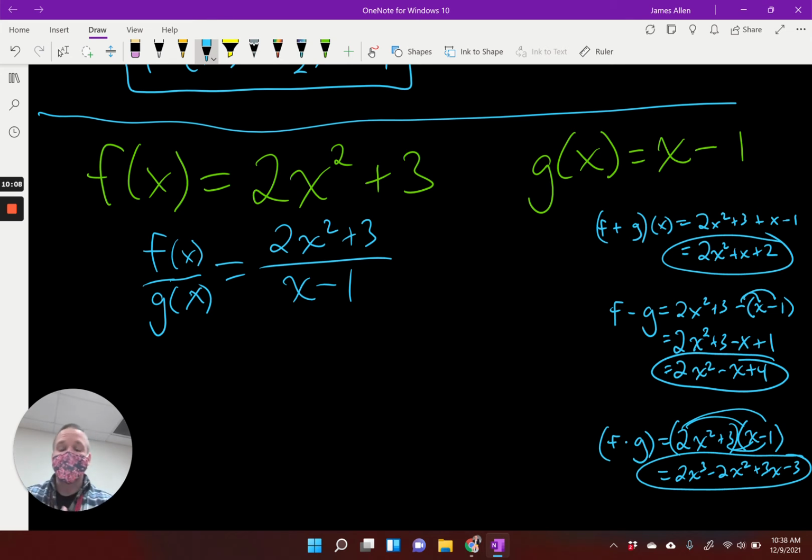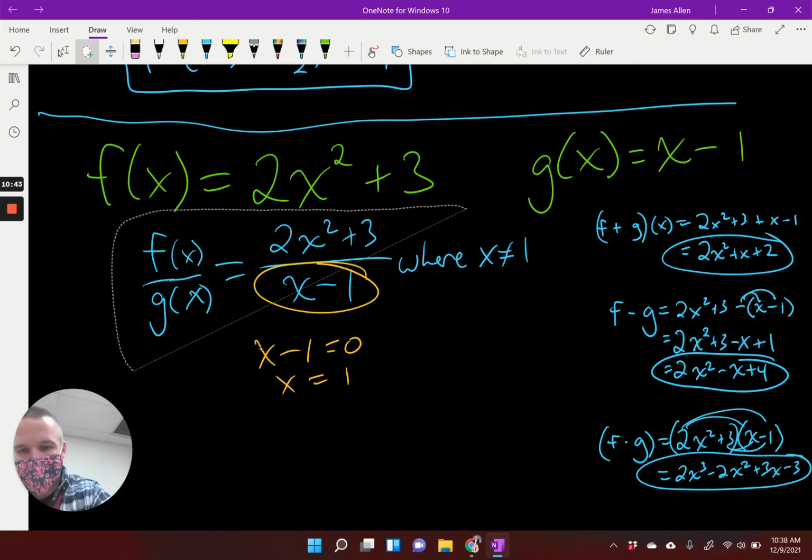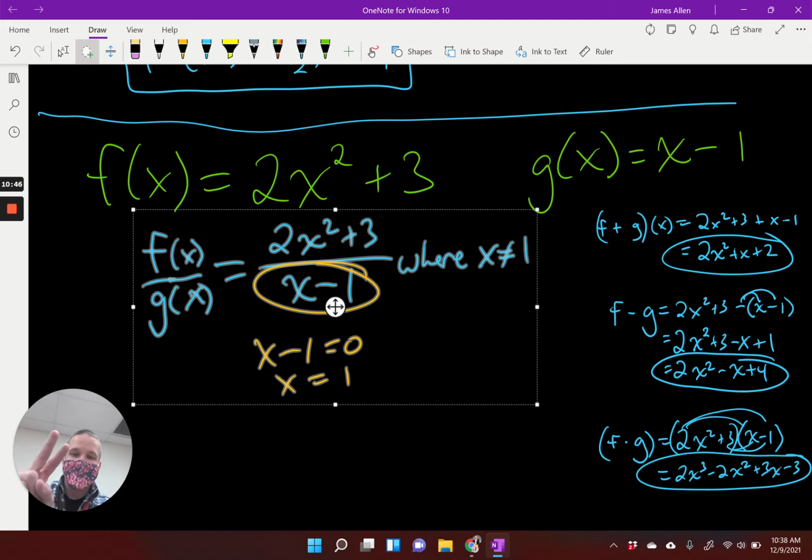The next part, we have to figure out our domain restrictions. So this is where x cannot equal. I want to see what will make this denominator here equal to 0. It's pretty easy to see with this one, but if we had something a little more complicated in the denominator, we would want to set this equal to 0, solve for x, and now I know that x cannot equal 1. So we set it equal to 0, solve for x, find out what x equals so we can tell what x does not equal. A little weird, but it gets the point across. So both parts are needed.